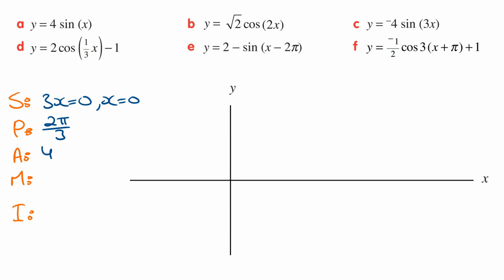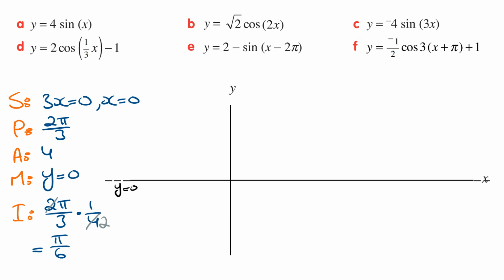The midline is going to be the line y is equal to 0, and the interval is going to be the period, which is 2 pi on 3, divided by 4, which is the same as multiplying by 1 on 4. Simplifying this, the 2 and the 4 will cancel out, and so this is going to equal pi on 6. And now on the axes, we'll start by sketching the midline first.